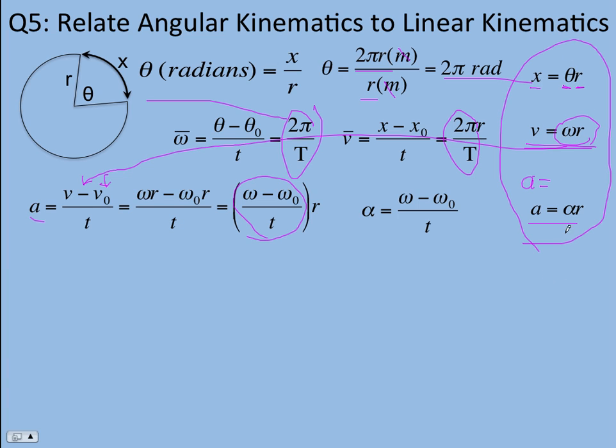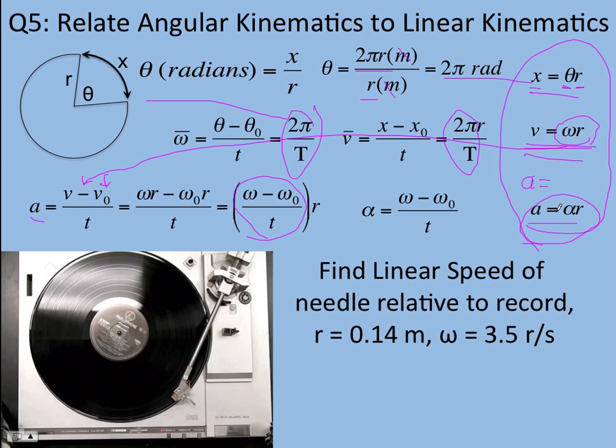And so these we've run into before. This one is new, but if you know these two, you can figure that one out. And so just some quick calculations here. When the needle is going over the record, what is its relative linear speed? It's at a radius of 0.14 there, and let's say it's going 33 1/3, or 3.5 radians per second. You should be able to find V.